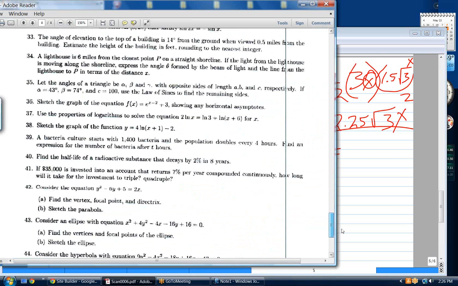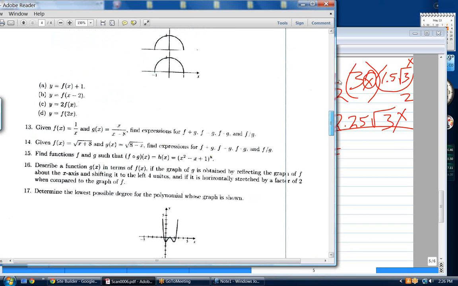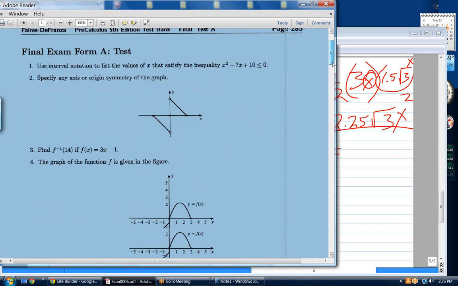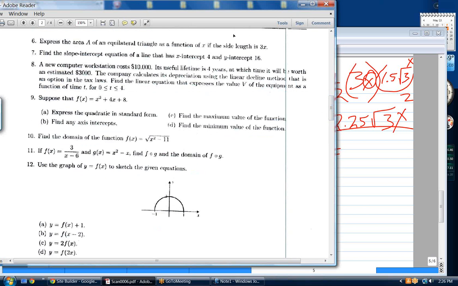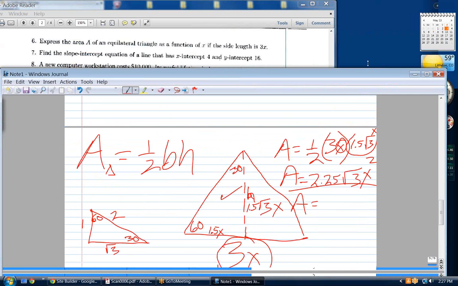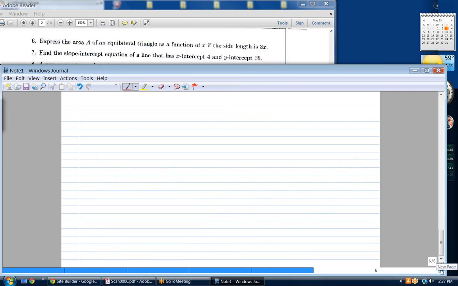Well, we got a lot of questions on here. This is the review for the whole course test, the final exam. I don't see an answer key, but that's okay. So far, I don't think we need one. These questions should be quick, though. They're not too difficult.